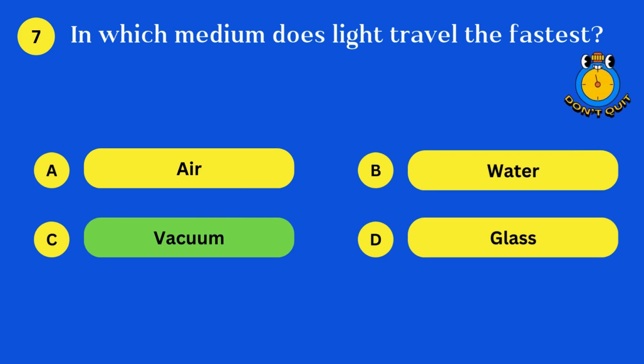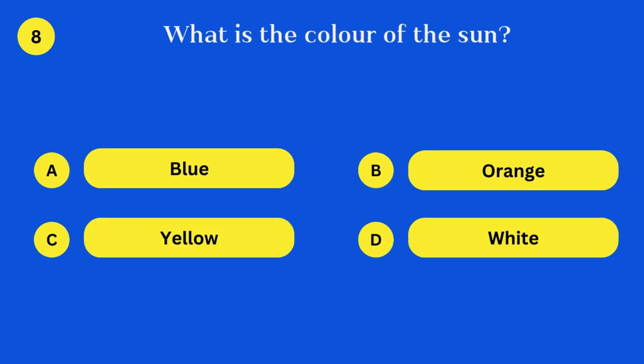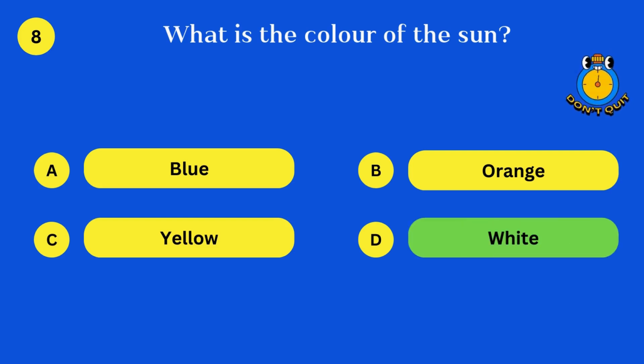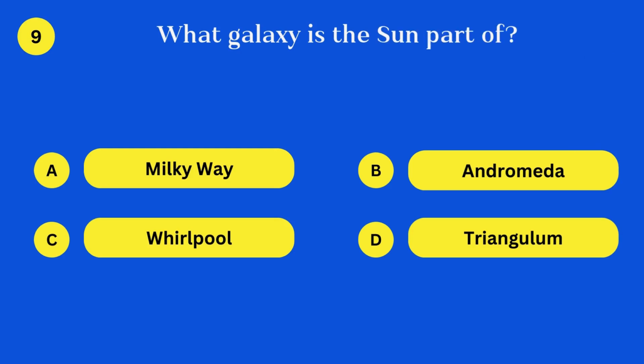C. Vacuum. What is the color of the sun? A. Blue. B. Orange. C. Yellow. D. White. It's option D. What galaxy is the sun part of?